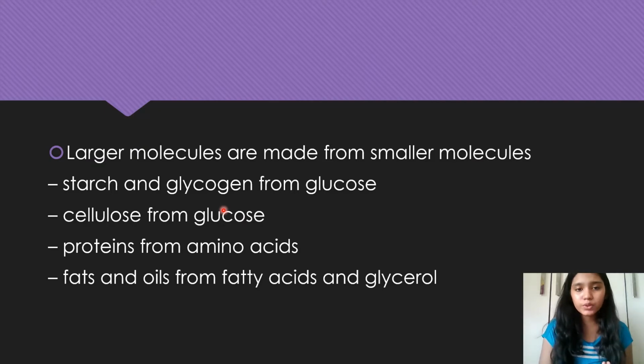Then we have proteins, which are made from amino acids. This is a very basic thing that you should have learned in 8th grade. Okay. And then we have fats and oils, also referred to as lipids, which are made from fatty acids and glycerol. You need to know these broken down components, not only for bio, but also for chem. And that's why I stress on the importance of knowing this slide, because all of these are important.